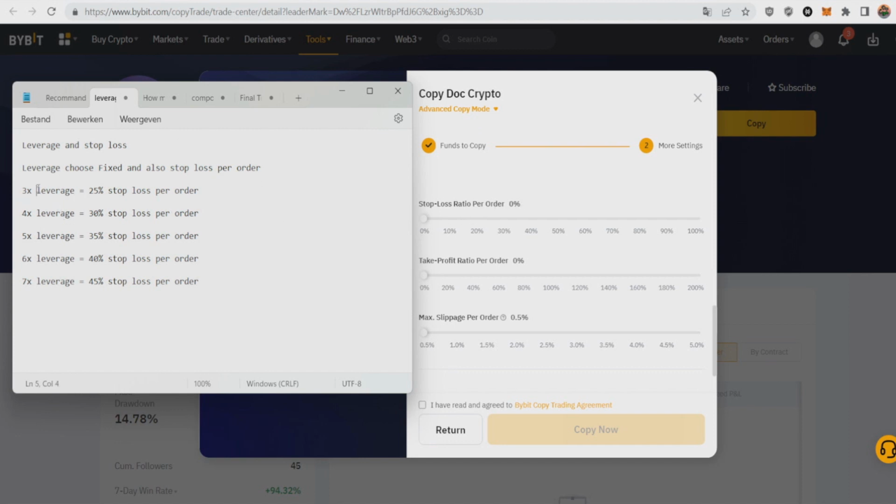And how you do that is if you have 3x leverage, you put 25%. If you have 4x leverage, 30%. 5x leverage 35%, 6x leverage 40%, and 7x leverage 45%.